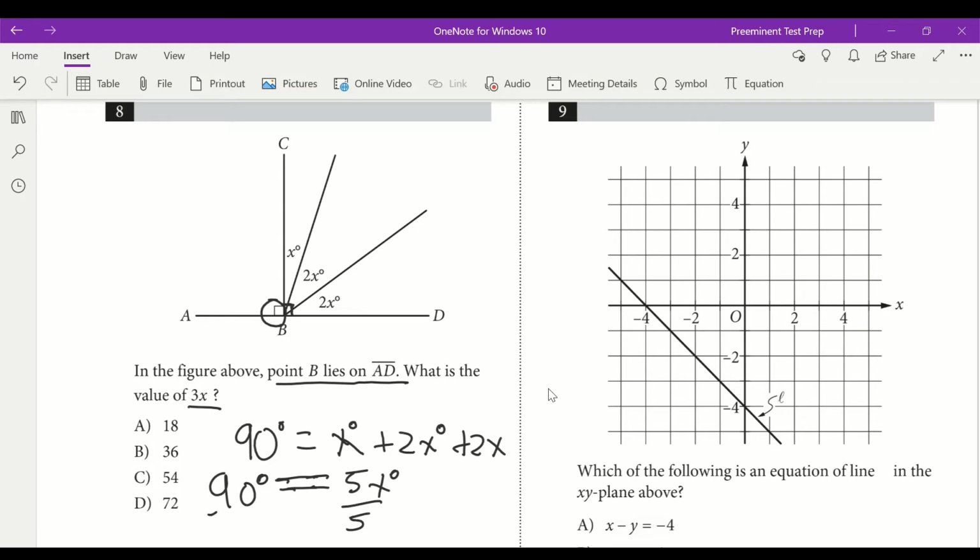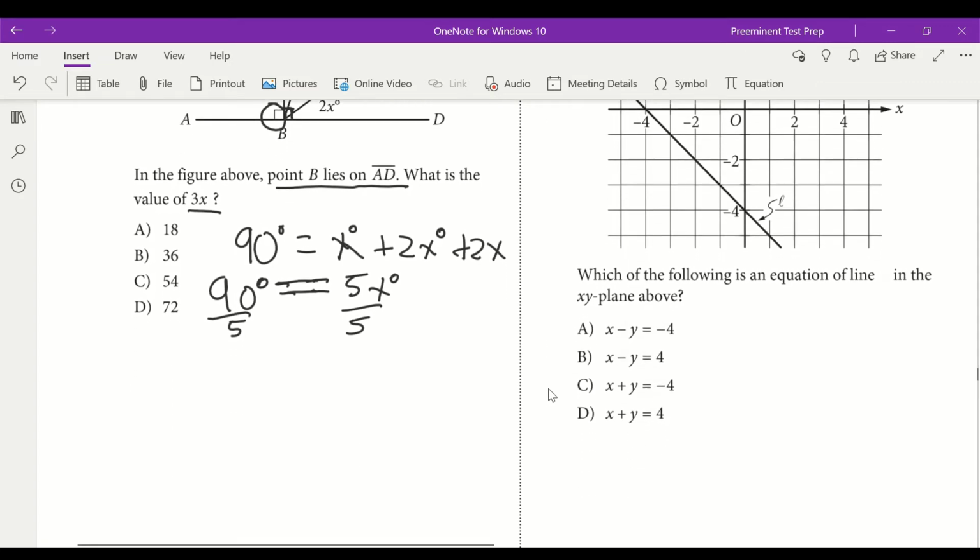Divide both sides by 5 to solve for x. So we have 90 over 5 equals x. And then 90 over 5 is going to equal 18. So we have 18 degrees equals x. But the answer is not A.